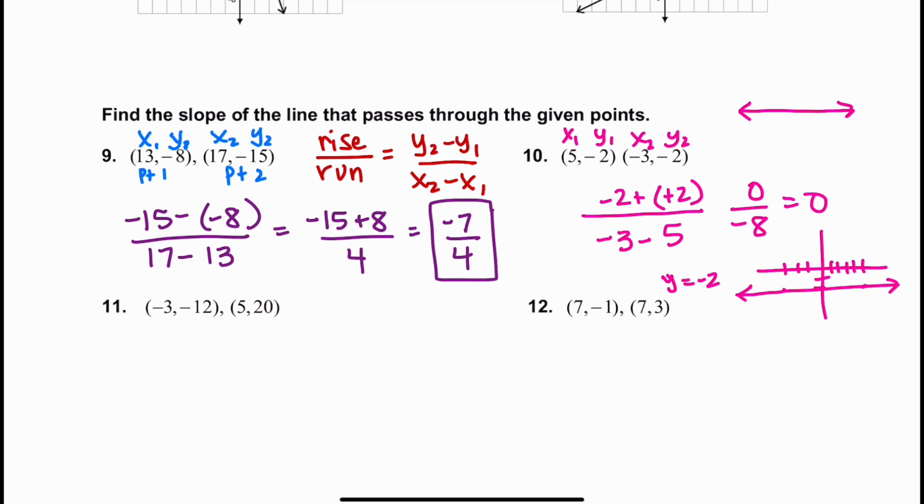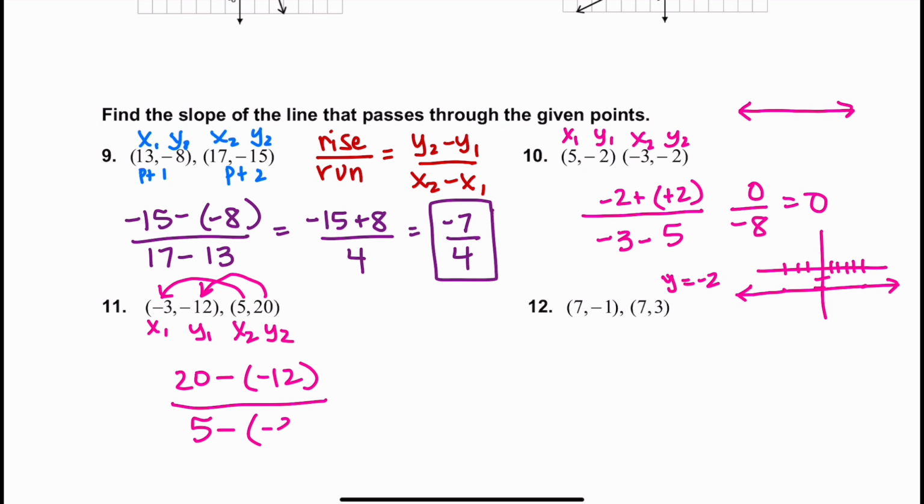Number 11, we have x1, y1, x2, y2. y2 is 20 minus a negative 12. My x2 is going to be 5 minus a negative 3. So two negatives make a positive. 20 plus 12 is 32. 5 plus 3 is 8. 8 times 4 is 32. So the number 11 has a slope of 4.